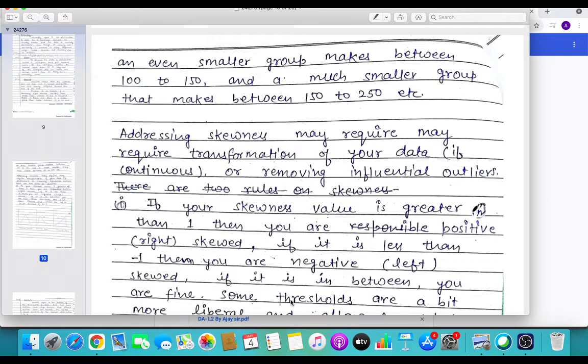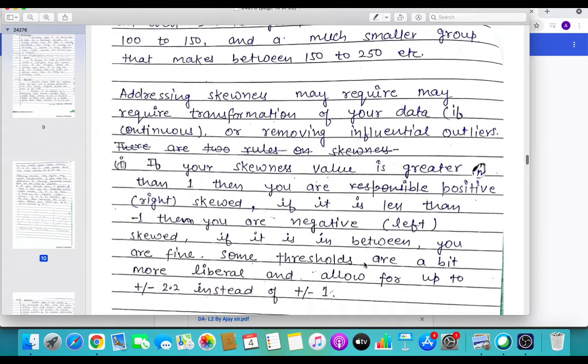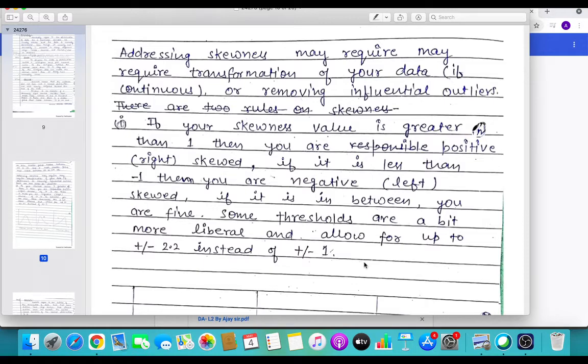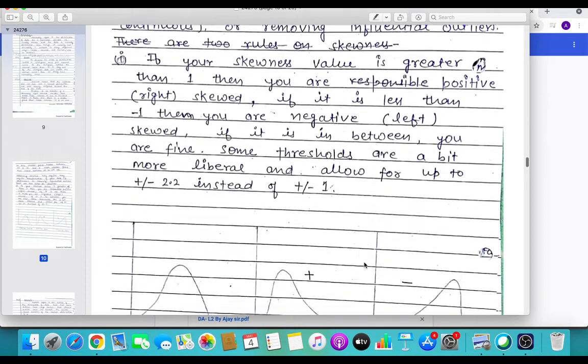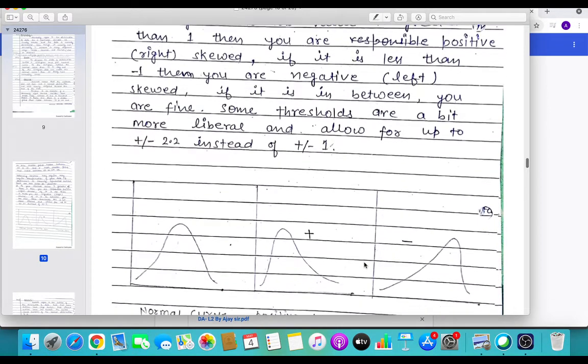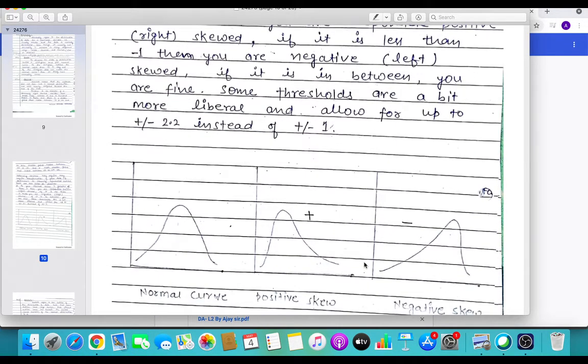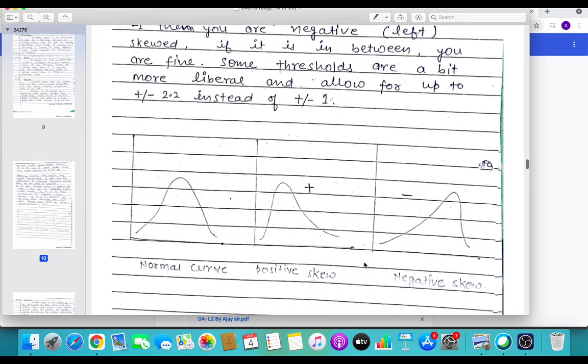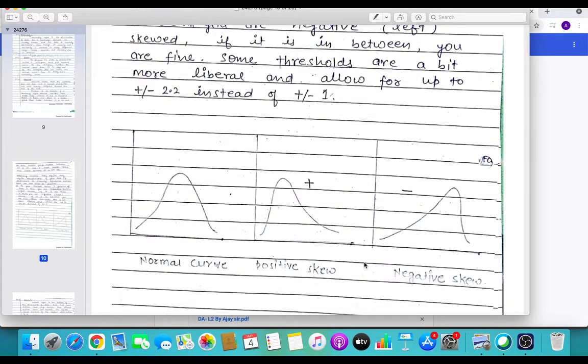So addressing skewness may require transformation of data, right? Or removing influential outliers. If your skewness value is greater than 1, then you are positively skewed. If it is less than minus 1, then you are negatively skewed. If it is in between them, then it is fine. Some thresholds are a bit more liberal and allow up to plus minus 2, right, instead of plus minus 1. And you can see the diagrams, negative, positive, and the normal curve, how they are positive skew, negative skew, right?